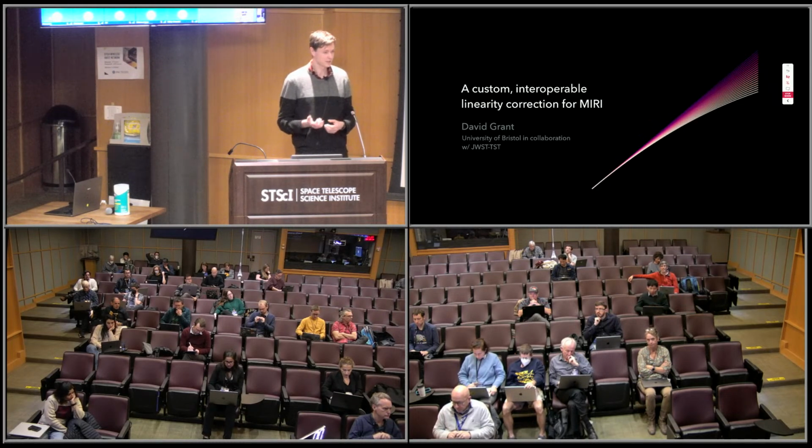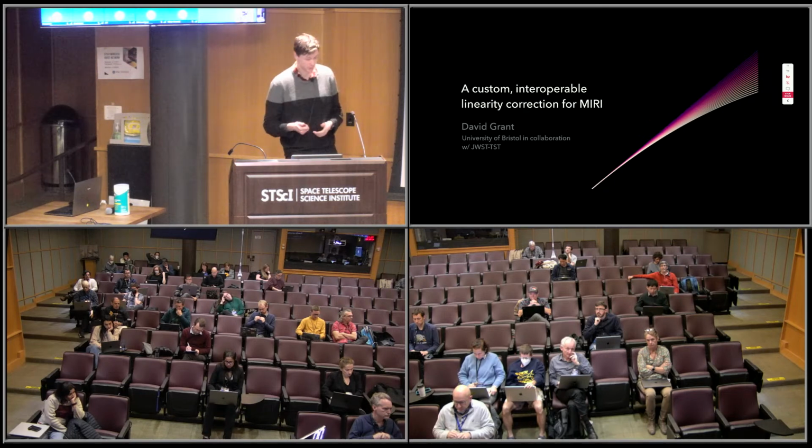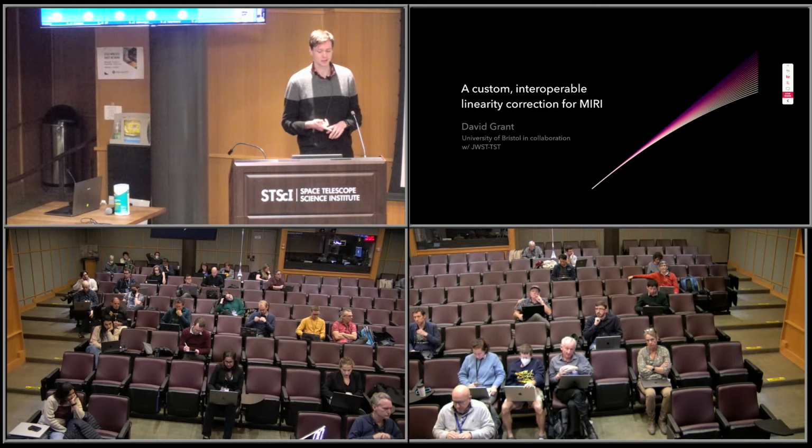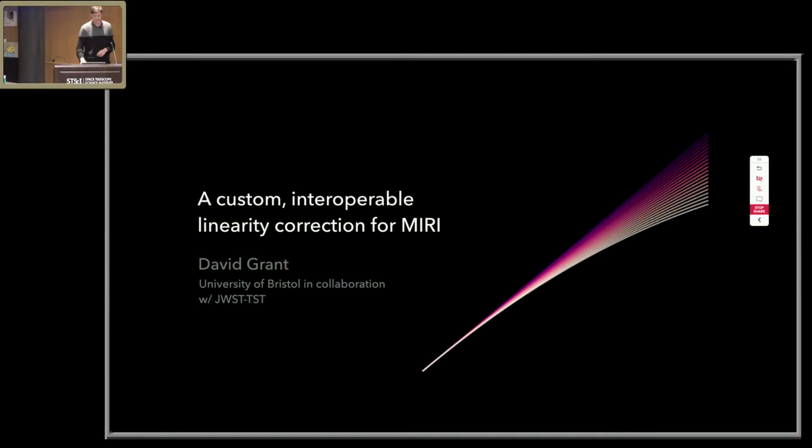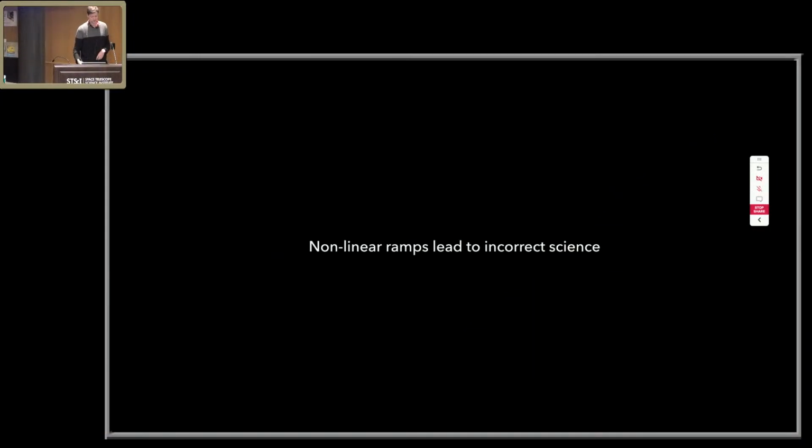In general, this is applicable to MIRI imager data. That's what I've mainly been doing my investigations on, but perhaps it's also applicable to other MIRI modes, as well as maybe some of the other data, but I'll let you be the judge of that. Okay, so I've got just one slide of context, which is if you try and fit your linear up the ramp model to data which isn't linear, you're going to get a biased result. And so in general, we need these ramps to be straight lines.